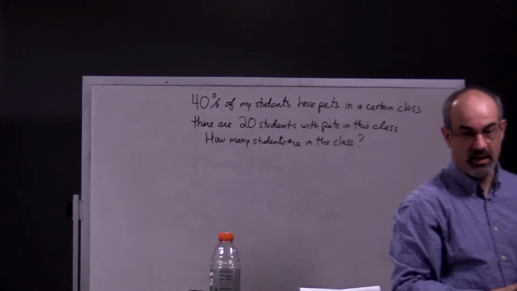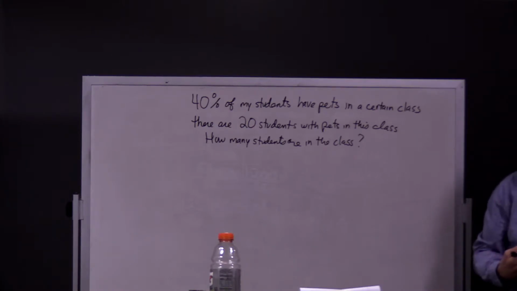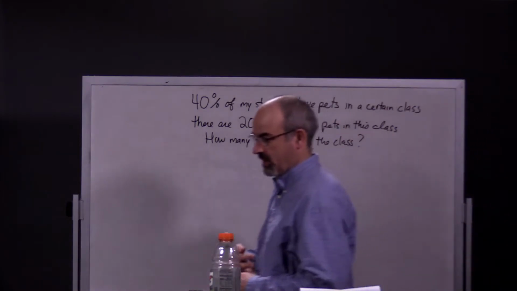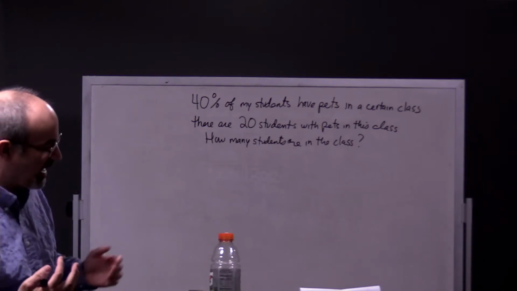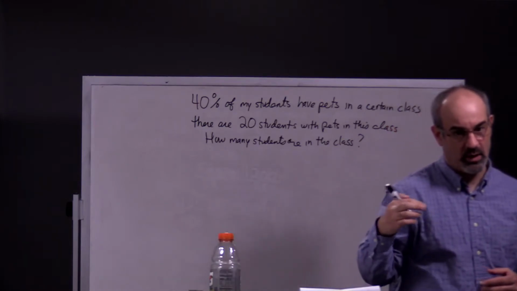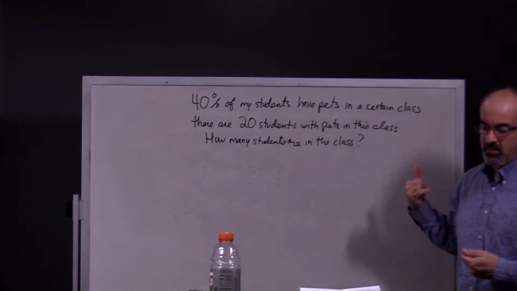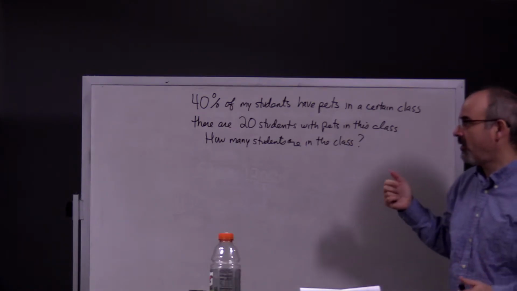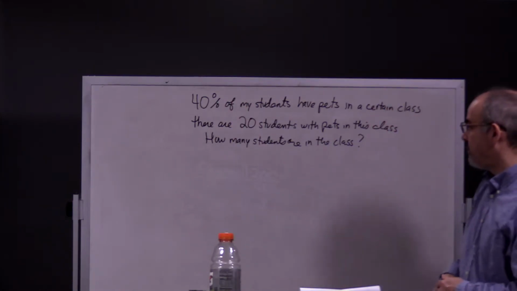So let's read that out loud again. 40% of my students have pets in a certain class. There are 20 students with pets in this class. How many students are in the class? So it's going to be just like the problem I did before, where you can possibly set up a proportion to figure it out. But what we know and what we don't know in this problem are different. In the last problem, we were trying to figure out what percent of the students have pets. Here we know it's 40%. So it's a little bit different.